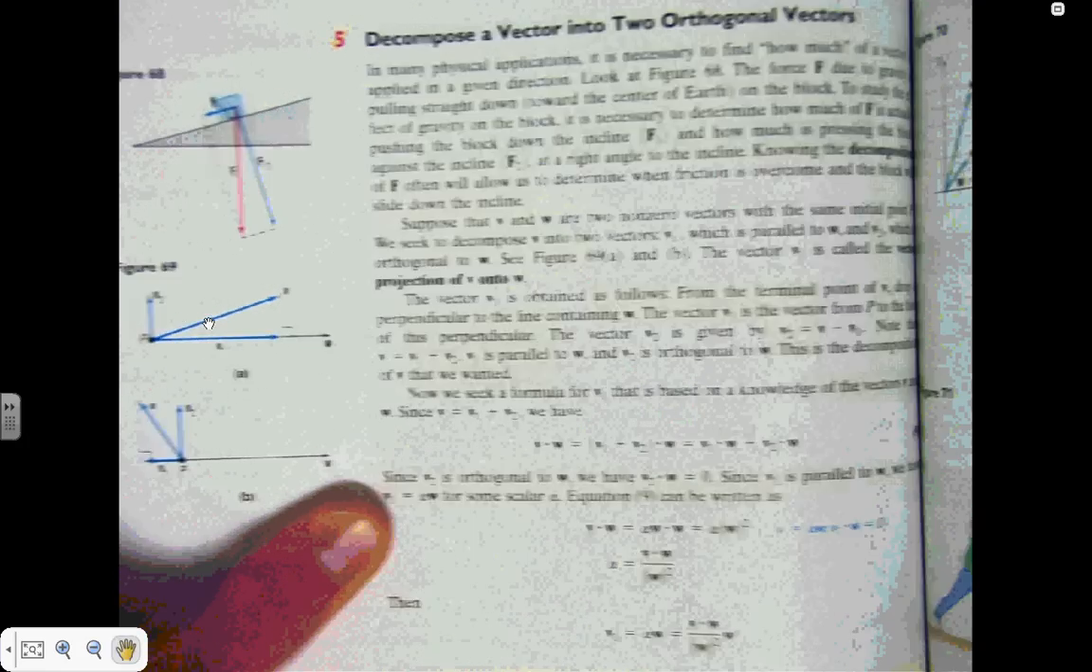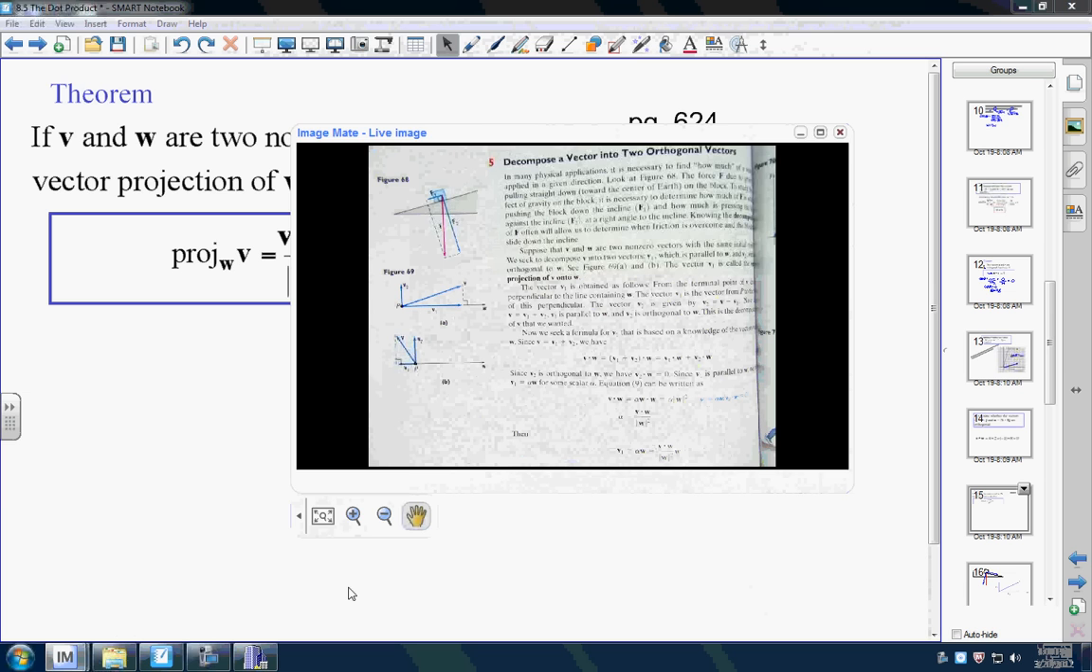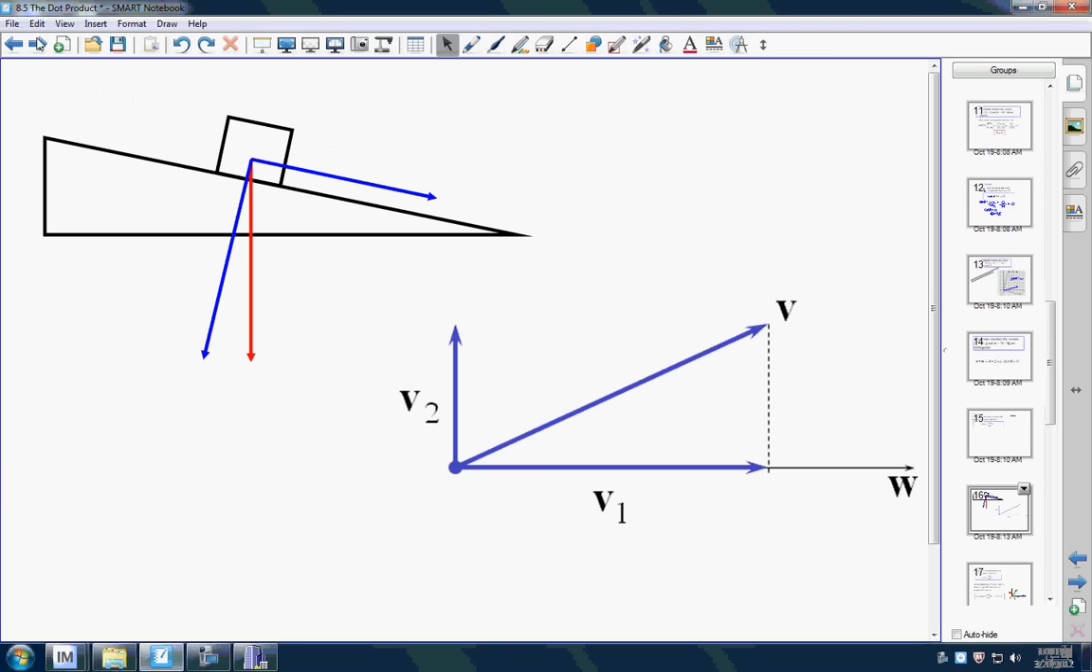So basically, what they're saying is if you have a block, okay, so we switch directions here, and it's sliding down a plane or anything. Gravity's this red one pulling it straight down, okay? But it doesn't slide straight down, it slides down at this angle. But there's also this perpendicular component to it here.